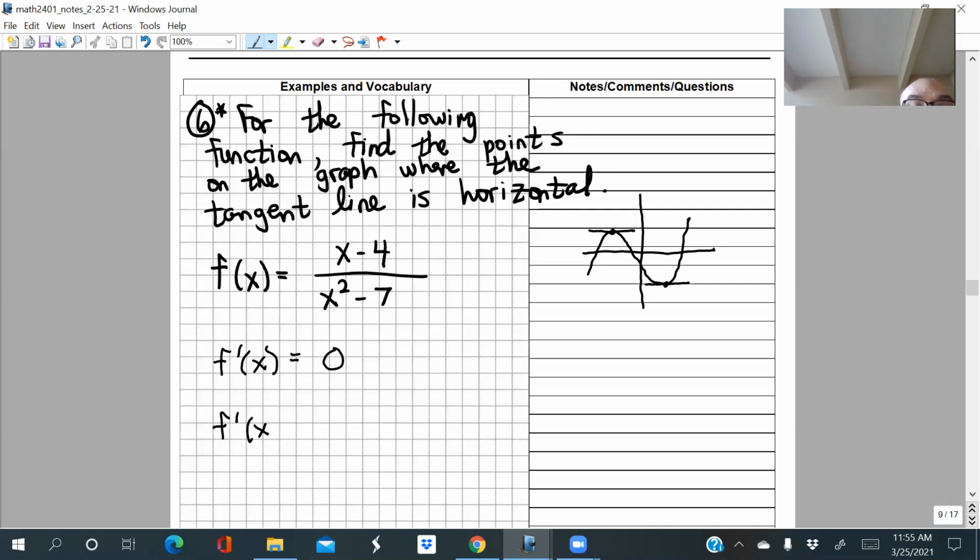So for f prime of x, I'm going to have to use the quotient rule to find this derivative, because it's a quotient, right? So we have to remember the quotient rule here. This is really mostly just practice with the quotient rule. All right, so you guys tell me the steps now for the quotient rule. What do I fill into the top? What goes in the top there? How do you start?